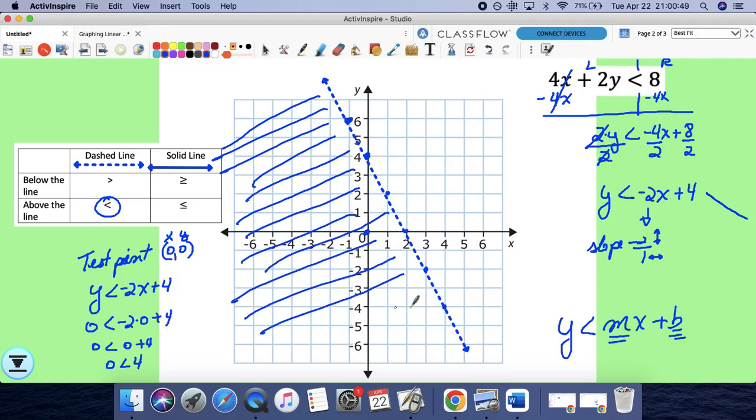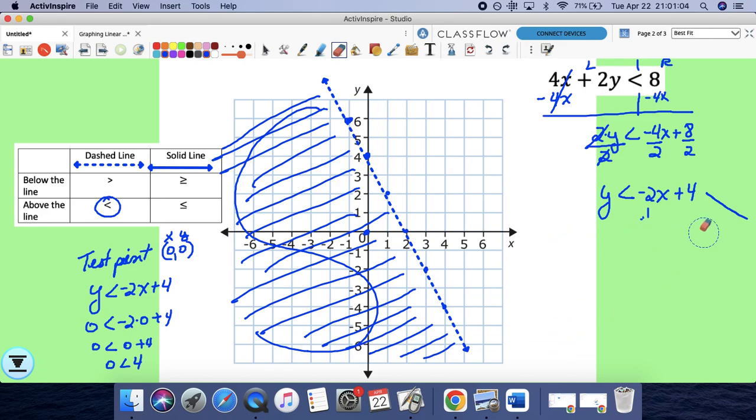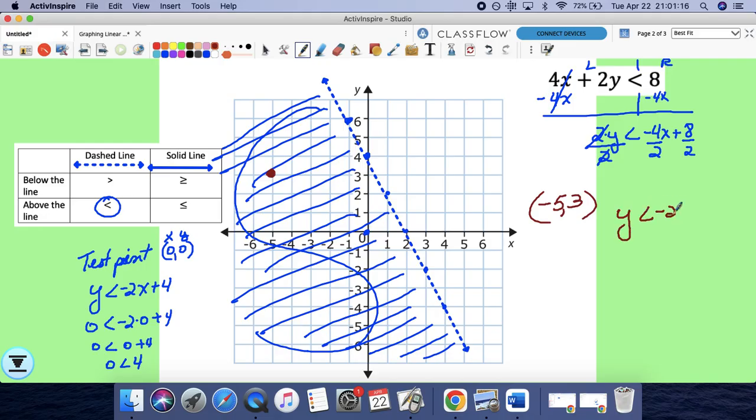Okay, so remember, we shade, and hopefully you'll do a better job shading than me. And there we go. Any point in this area, and I'll write a big S over here, makes that inequality true. I am going to pick one more point right here, the point (-5, 3), and use it in the inequality y < -2x + 4, just to show you another point. I'm picking out another point to prove to you that it also satisfies the inequality.